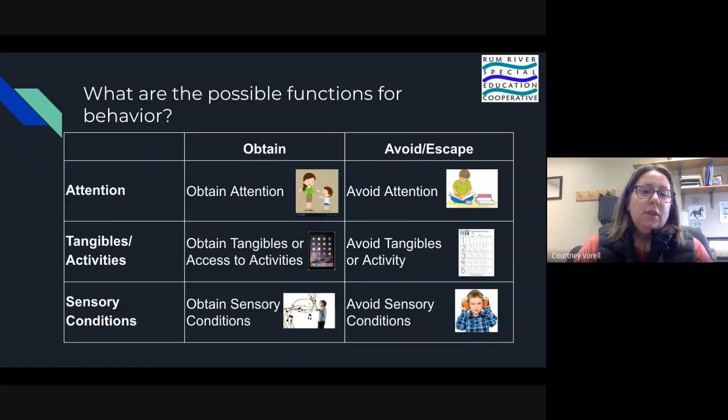So the next category here is tangibles or activities. So a student may engage in a behavior like running and grabbing an iPad to get access to it. They may have a fit until they get what they want. We all know that some of you guys are parents, and sometimes you just want the fit to stop, right? So you give in and you give them the thing that they want.